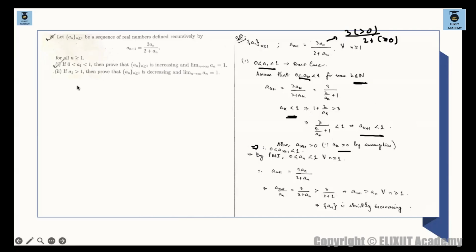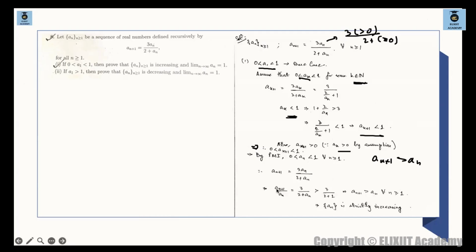Next, what we will be doing? Next, we will be proving that the sequence is an increasing sequence. The sequence is strictly increasing. So you can see over here, next we are yet to prove that. We just need to prove that AN plus 1 is greater than AN.